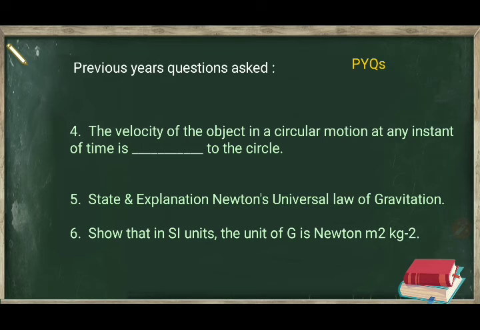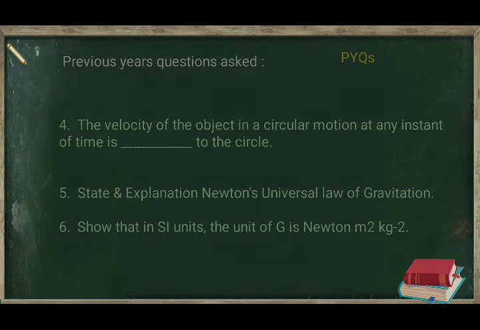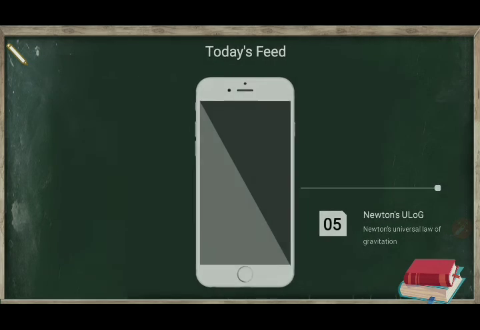Sixth one, show that in SI unit, the unit of G is Newton meter square per kg square. You have to show that. You can attempt it later. These 6 questions are important.